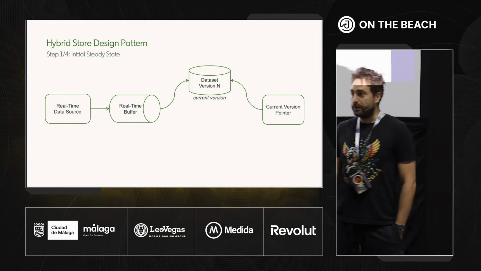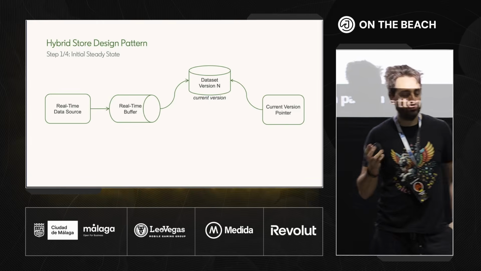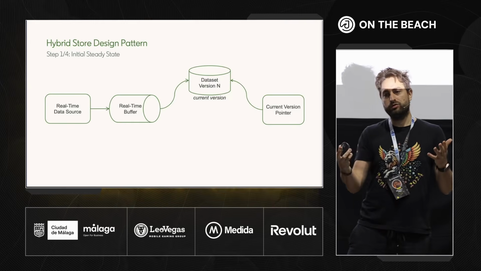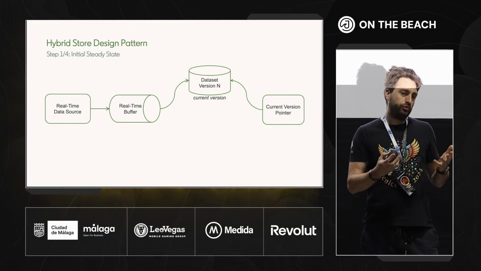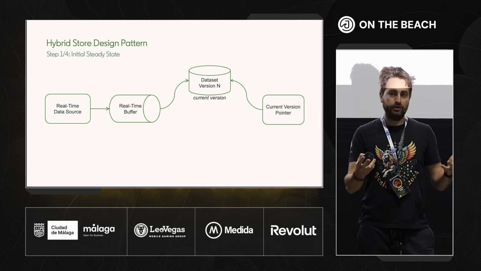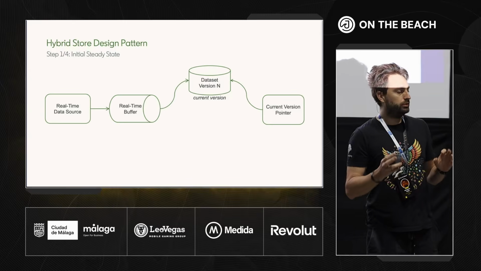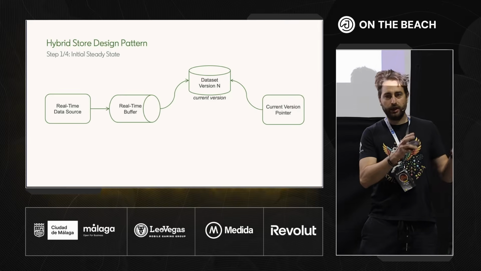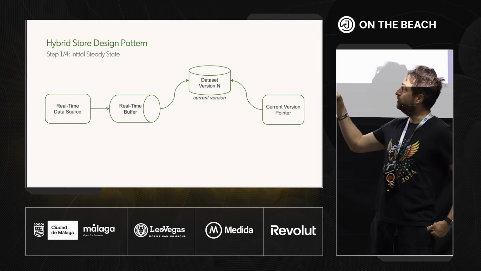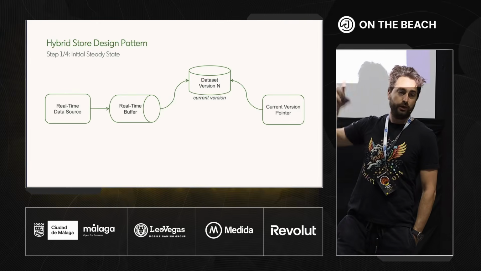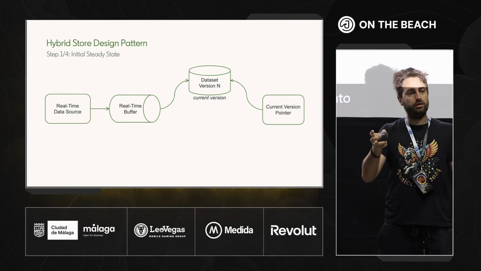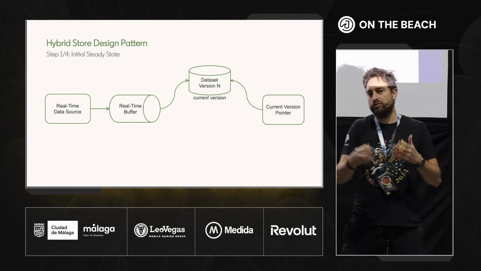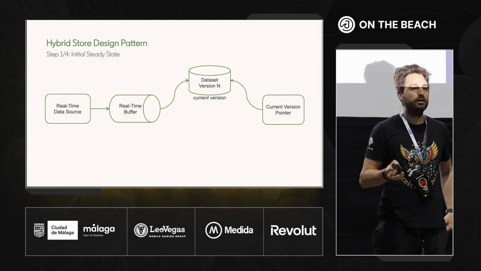So let's talk about what this design pattern is, right? To explain it, I'm going to walk you through a 4-step process that explains how we orchestrate the ingestion of a batch data set that needs to be refreshed, right? So in this first step here, we have the initial steady state. There is a real-time data source, but importantly, you can see that it's not directly writing into the database. It is instead writing into this intermediate staging area, you could say, which we call the real-time buffer. You can think of the real-time buffer as just a regular Kafka topic, basically, right? Just a queue.